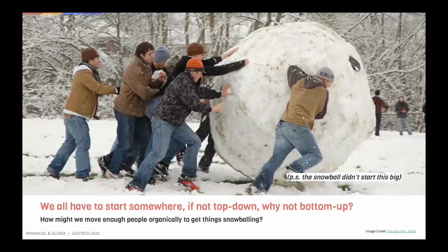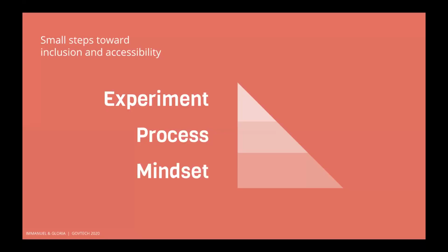And if you look at this picture of this gigantic snowball, it didn't start this way. This snowball started really small. And the hypothesis that we had is, how do we move enough people organically to start things snowballing? How do you build a big snowball? You start by rolling a very small one first. So we're going to share a little bit about the small steps that we took towards inclusion and accessibility through the small things of experimenting, changing processes, and shifting mindsets.